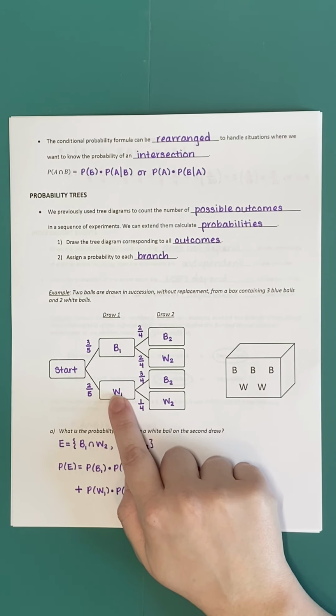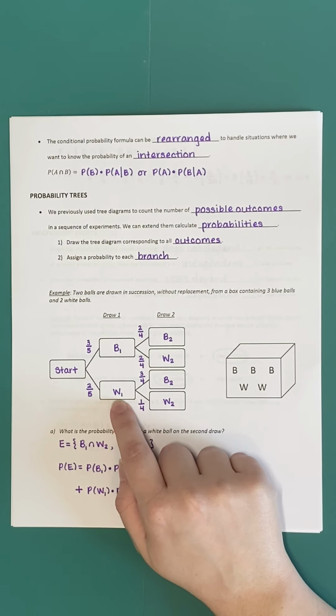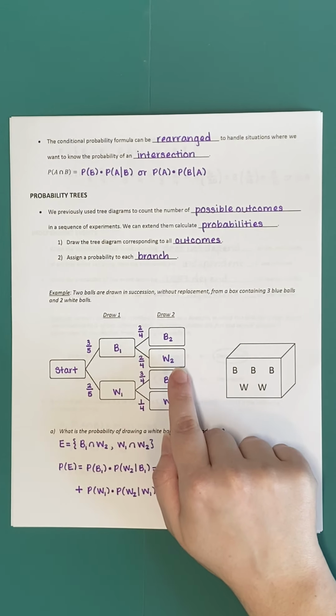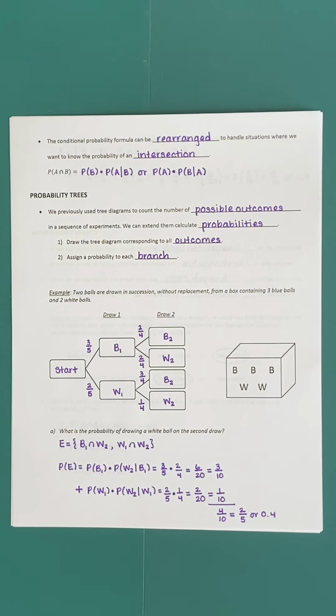If we drew a white the first time, these are the probabilities conditional on the white that was drawn the first time. As we follow any given sequence, though, we're following the probabilities associated with that particular sequence. So I recommend going through and trying the probability tree again on your own. Make sure you understand how this is created.